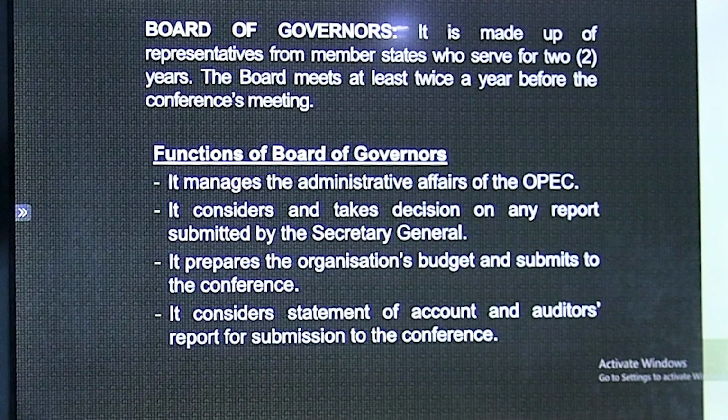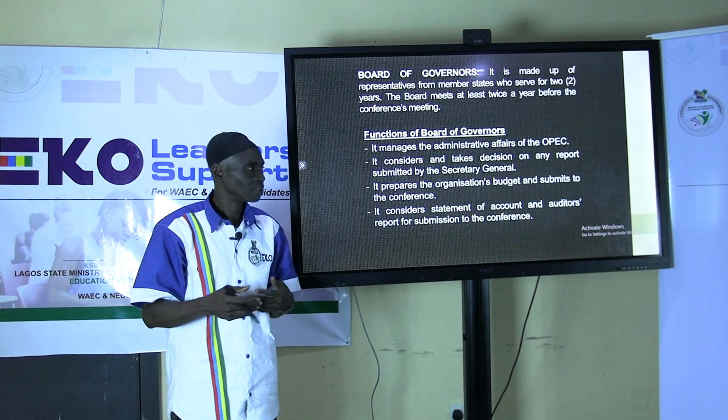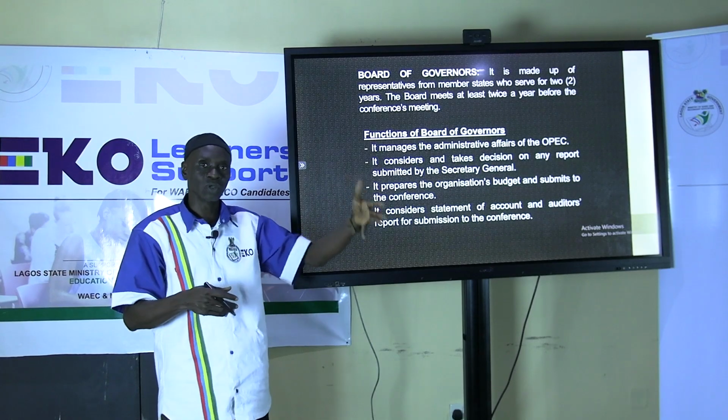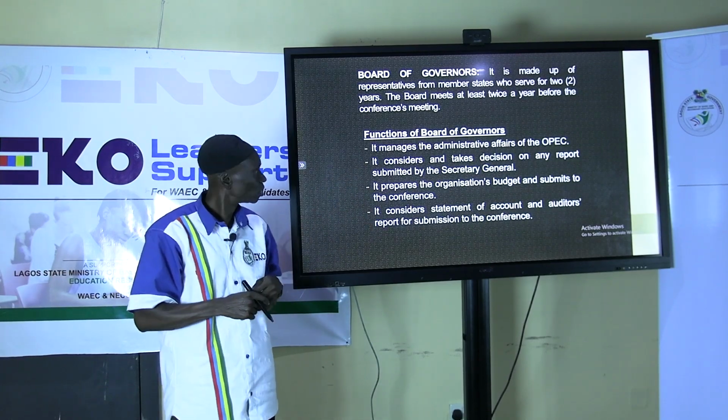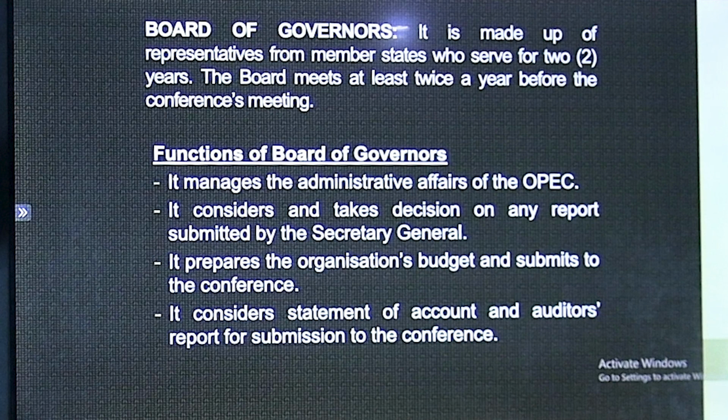Board of Governors. Board of Governors is another organ made up of representatives from member states. These people serve for 2 years and they meet at least twice a year before the conference meeting. As the conference meeting is coming up, the meeting of the Board of Governors will come first, because as part of what they are going to deliberate on, a report will come from the Board of Governors. What are the functions of the Board of Governors? It manages the administrative affairs of OPEC. Every administrative aspect is determined at this stage by the Board of Governors.